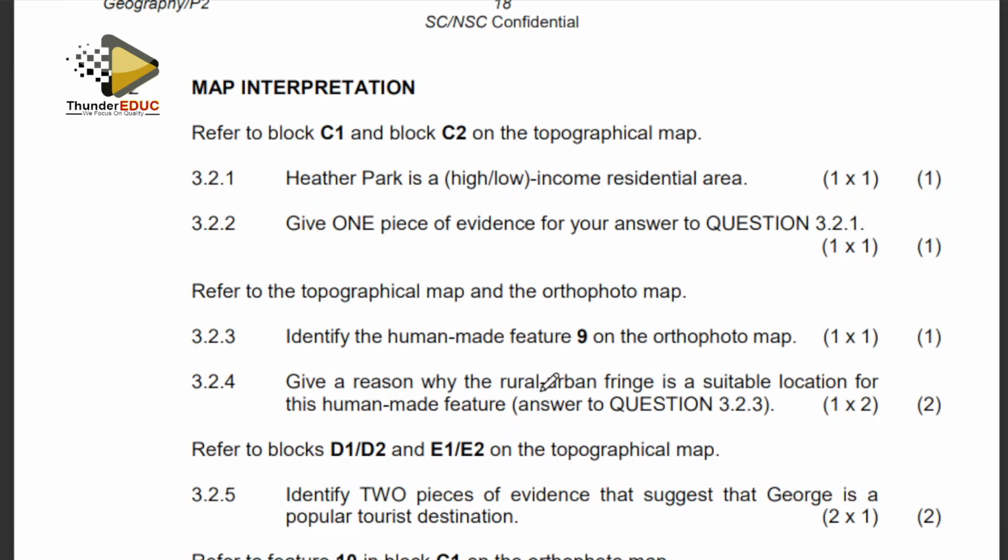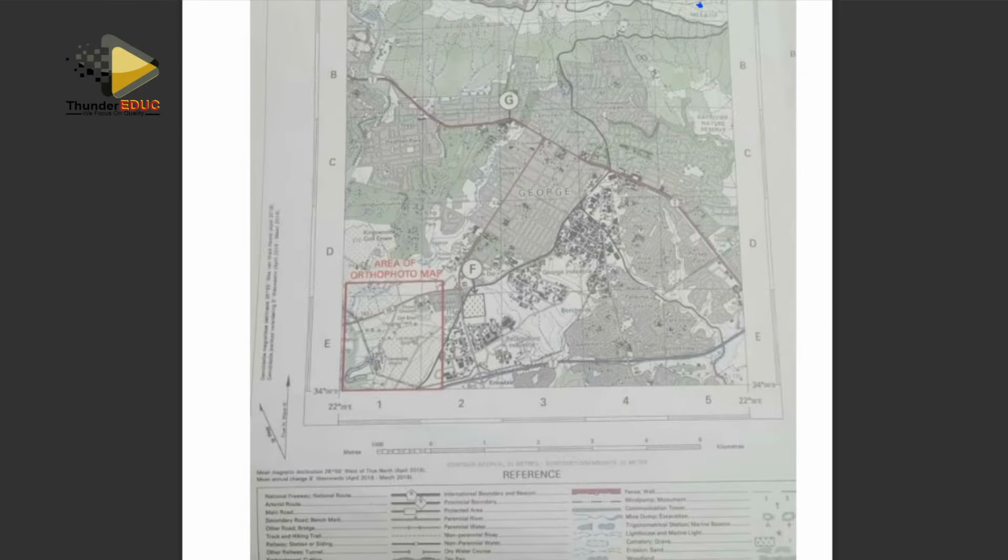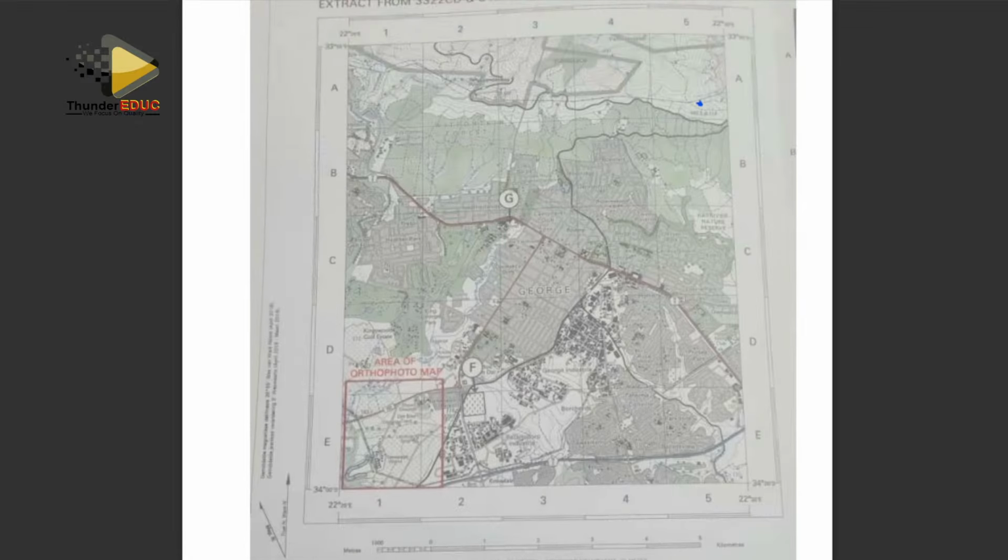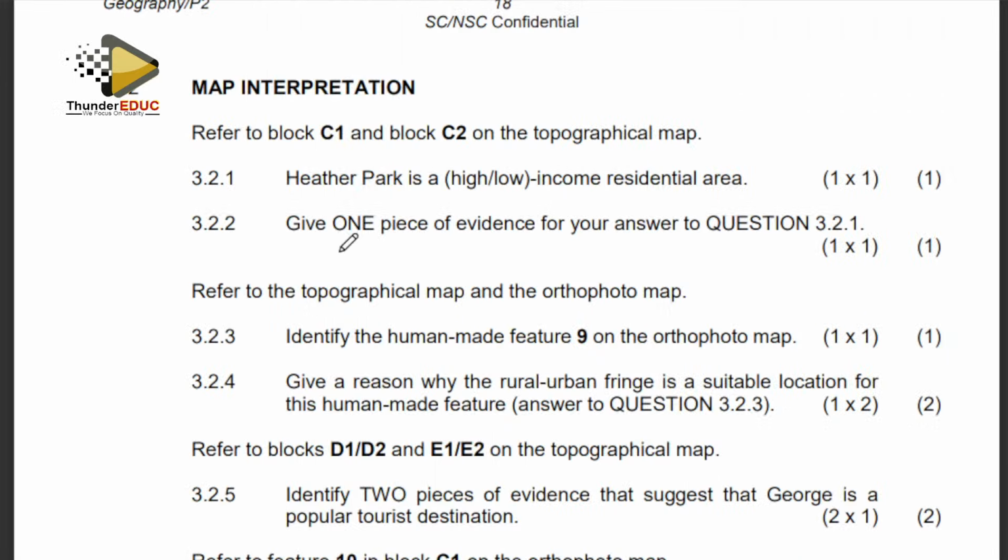We go to 3.2, which is now interpretation of the map. Refer to block C1 and C2 on the topographic map. I'll try to go there and see if it's visible. C1 and C2. I'll try to see if I can see. The first question says, Heather Park is a high or low income residential area?